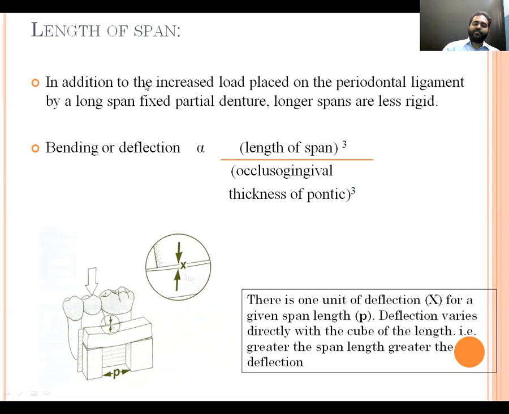So when we have the bending forces on the tooth, we can see in the diagram given below. Okay, there is a 3-unit bridge and the center tooth, which is a pontic, has the greater amount of force acting on it, so it tends to bend or deflect. So the formula is given for the fabrication of the fixed partial denture. We make sure that the bending forces, that is the unit deflection for the fixed partial denture, is considered as a x for the given length of span. That is your p or pi. So basically, it varies with the length, and the span length should be considered along with the occlusion thickness of the pontic.